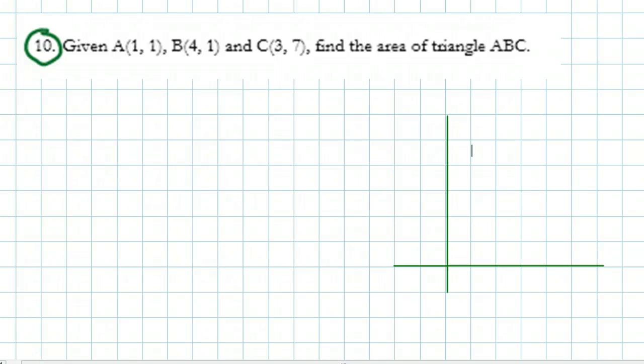Hello, in this video we're going to go through this problem here. So given A is (1, 1), B is (4, 1), and C is (3, 7), we want to find the area of triangle ABC.